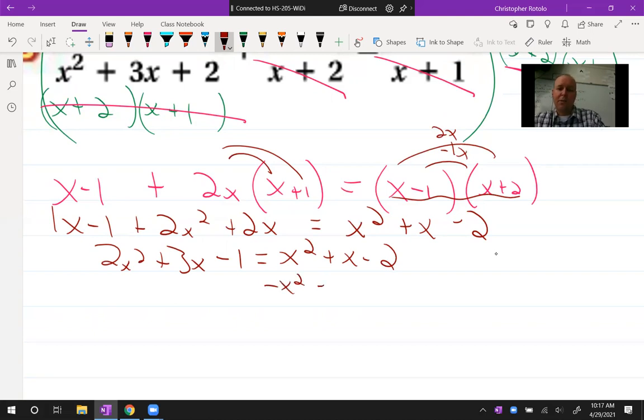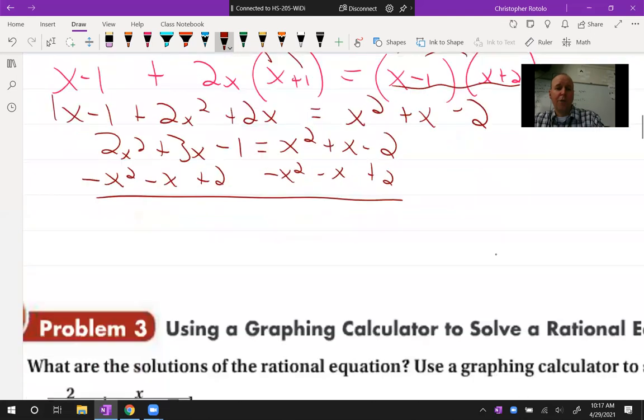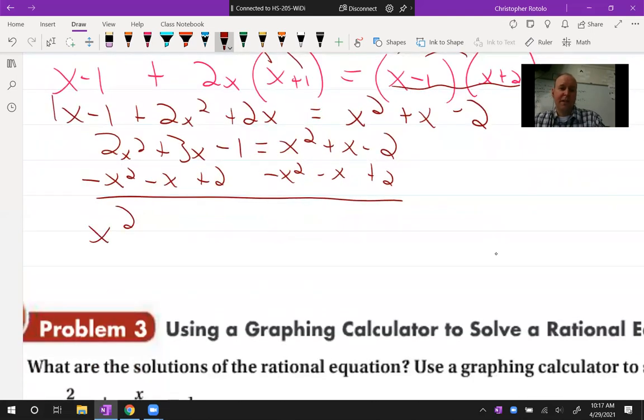So I'm going to subtract x squared, subtract x, and add 2. And hopefully I'll get something factorable. If not, you're just going to see a grown man cry. I'm just kidding. I would use a quadratic formula. I'm not going to cry about it. Just saying. It'd be okay if I did, though.